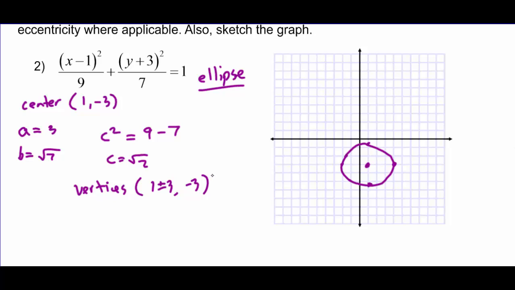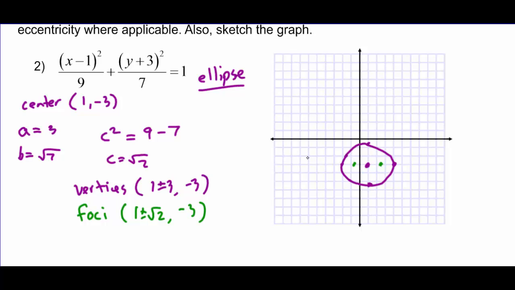We haven't talked about where the foci are. I'm going to change colors here so we can see those. They're the square root of 2 away from the center, which square root of 2 is about 1.4, so I'm going to mark those there. The foci are at 1 ± square root of 2 and -3 still.